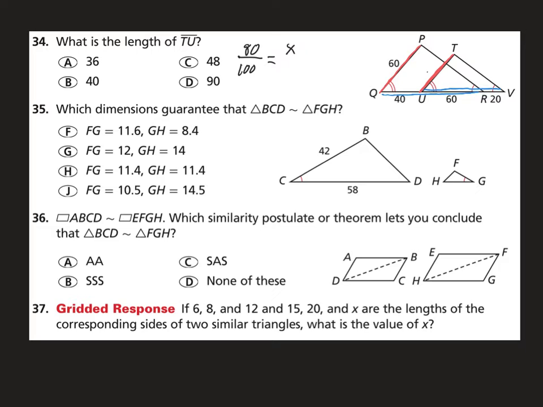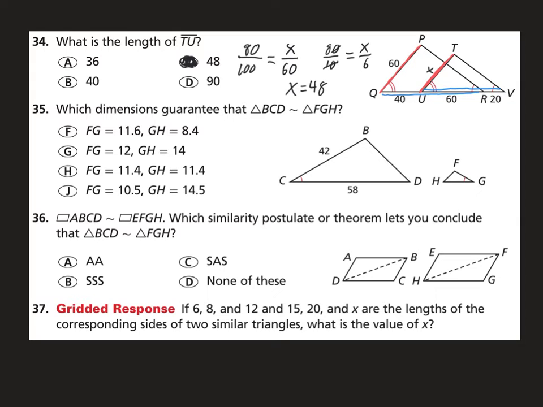This will be x, call that x, over 60. Now there's a bunch of ways of solving this. I'm going to actually start by multiplying both sides by 10, just to make it a little bit easier. So that'll be 80 over 10 equals x over 6. And then it's 80 over 10. I'm just going to simplify that down to 8. So now we have 8 equals x over 6. So x would equal 48. And you can solve this equation other ways too. So that's perfectly fine. So here it says which dimensions will guarantee that these shapes are similar.